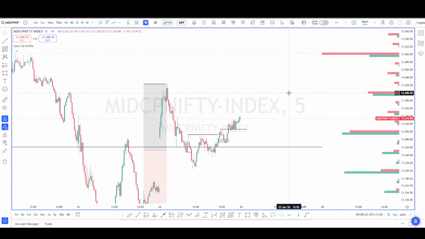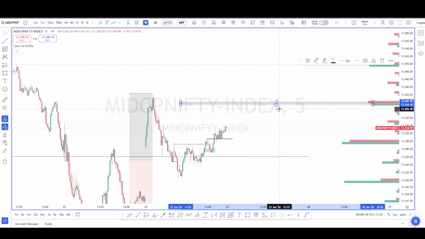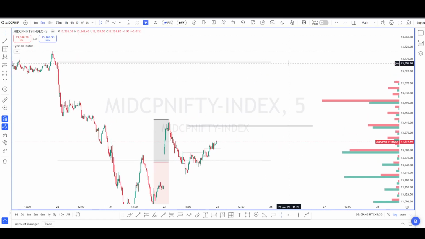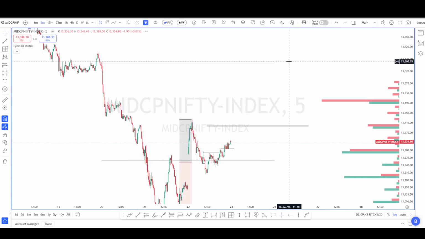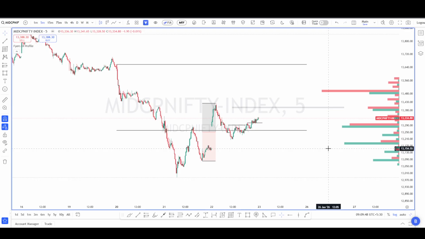So clearly we are making higher highs and higher lows. Now for open interest, 13,400 can be a small resistance, and after that 13,500, and the next will be directly around 13,600. So I guess MIDCAP looks much stronger as compared to Nifty 50.